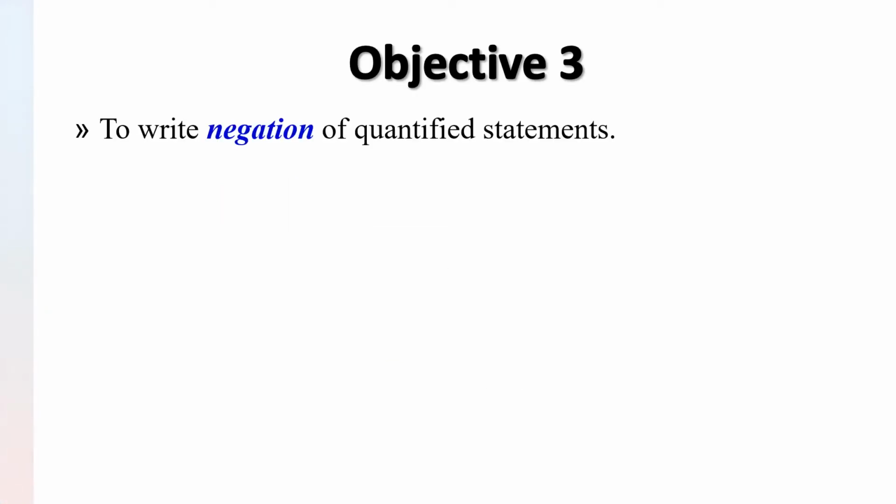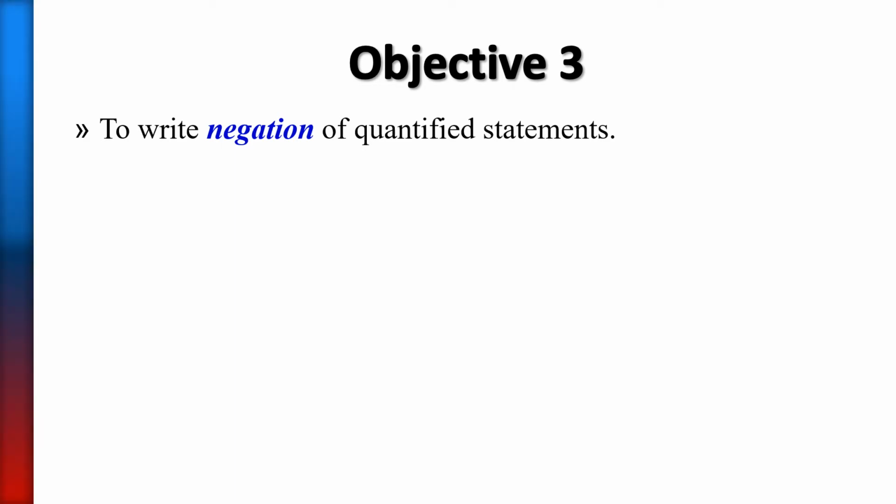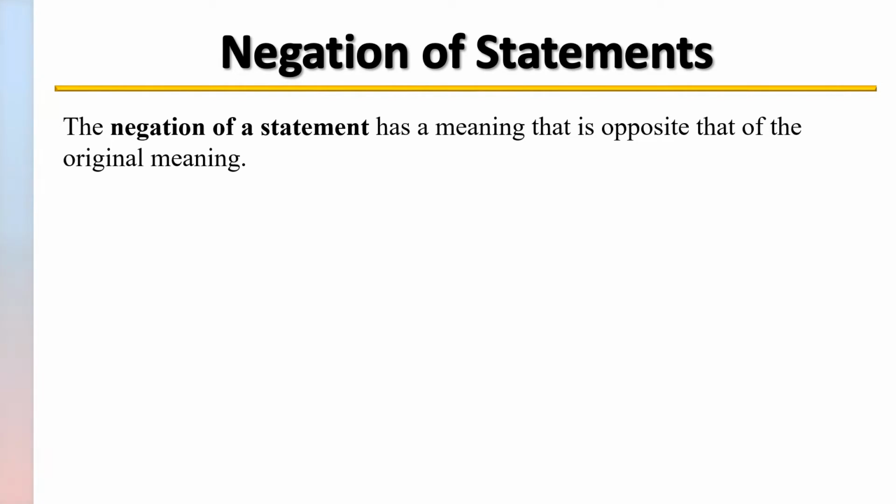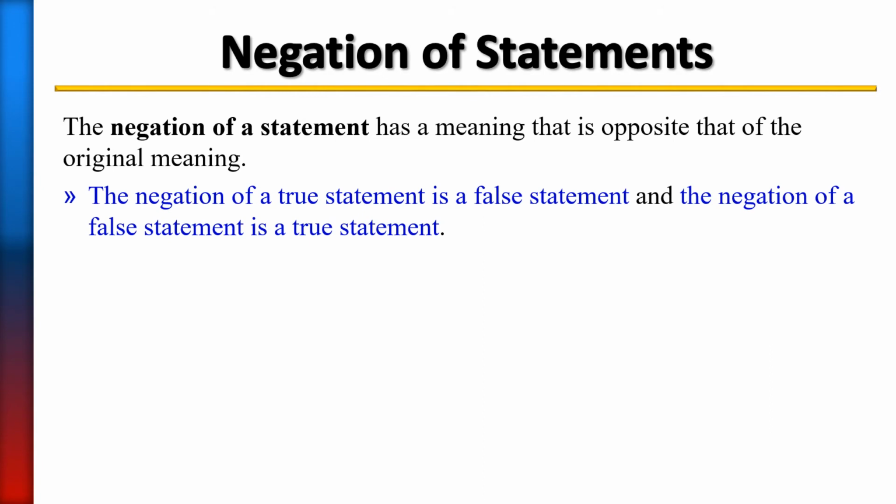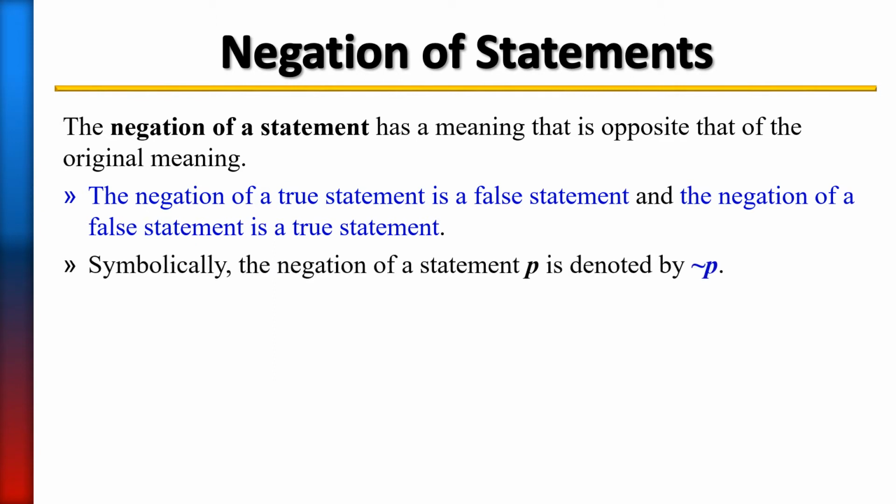In this lesson, we will write negation of quantified statements. The negation of a statement has a meaning that is opposite that of the original meaning. So the negation of a true statement is a false statement, and the negation of a false statement is a true statement. So negating something simply means to write it as its opposite.